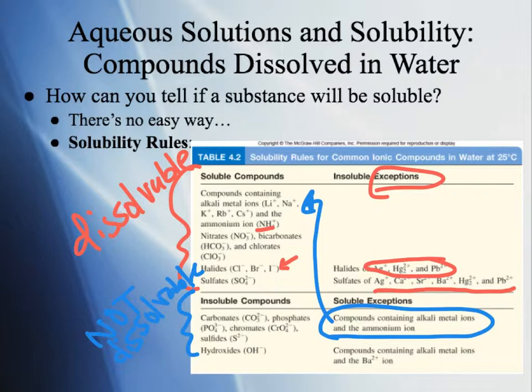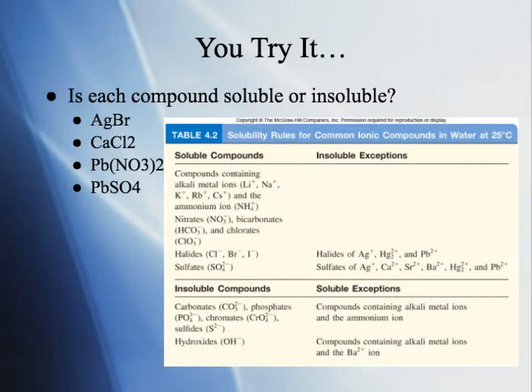Also, hydroxides are usually not soluble, except again if they're hooked up with alkali metals or the barium ion. Then they do become soluble. So like NaOH is soluble, okay, because Na is an alkali metal, but calcium hydroxide is not soluble because it's in group 2 instead of group 1. So again, you do not need to memorize this table, you just need to know how to use it and when to use it. All right, so here is some for us to try together.